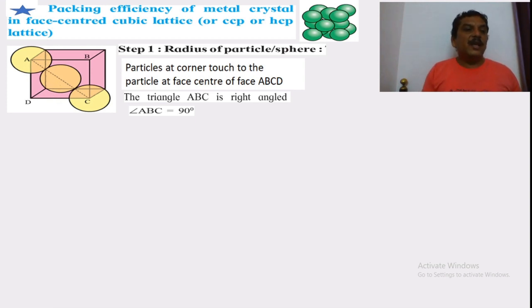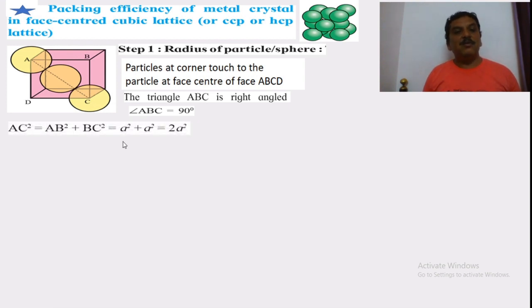Hence we can write AC square is equal to AB square plus BC square, because angle ABC is equal to 90 degrees, and we know AB is equal to a and BC is also equal to a. Hence AC square is equal to 2a square, so AC is equal to root 2 a. This is a very important relation, because AC in terms of R is R, 2R, and R. Hence 4R is equal to root 2 a.